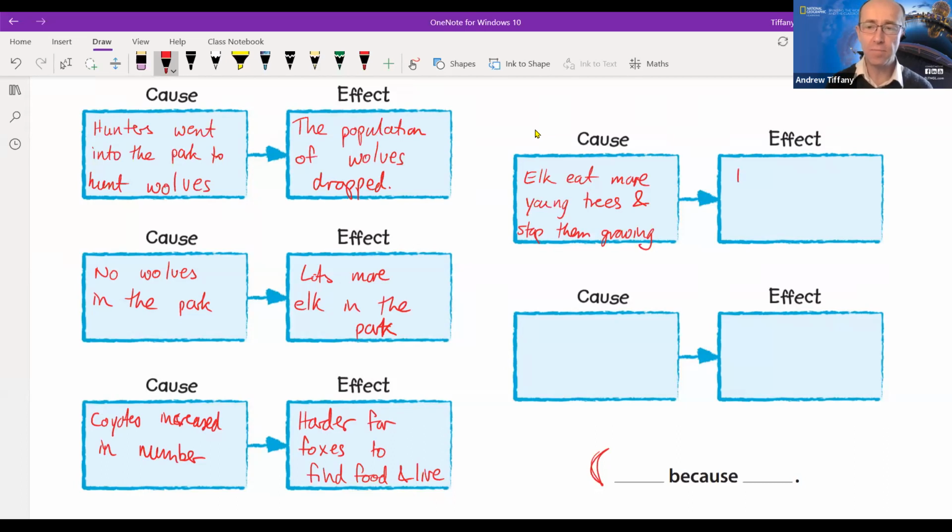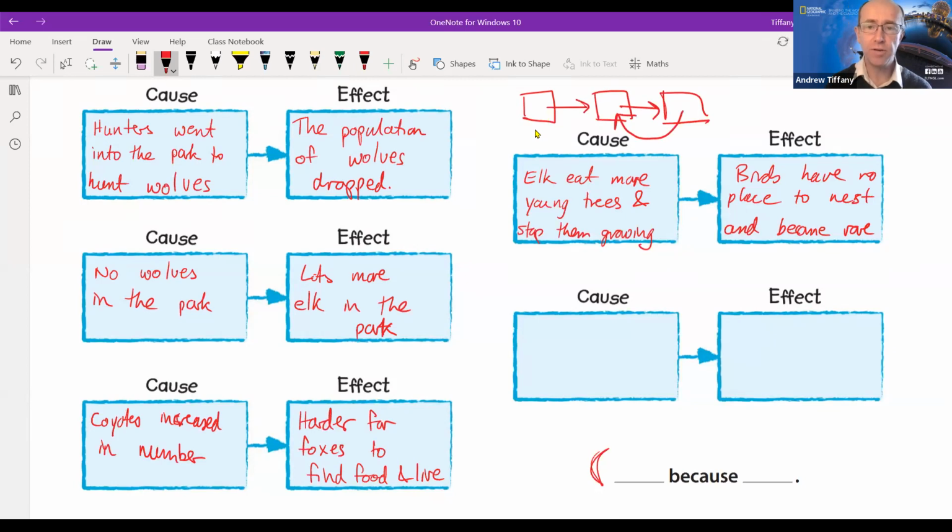Good, yes, nice. So then the birds have no place to nest. And so they become rare. Okay, good one, nice, good. So yeah, you could put the trees in the middle, right? Because you could say the elk eat the trees, so there are fewer trees, so there are less birds, right? Okay, and then there are less birds because there are fewer trees because the elk eats them. Okay, right? So you can go that way as well using our because structure.